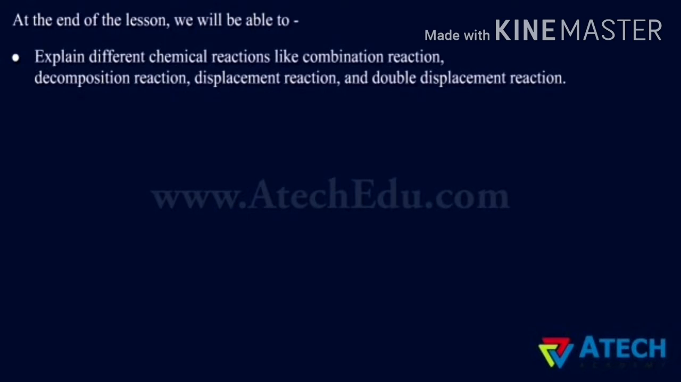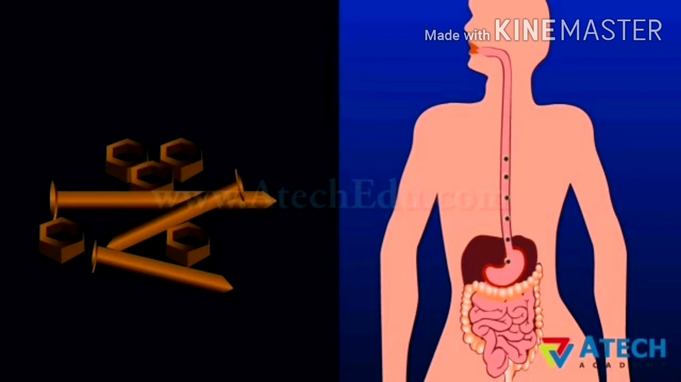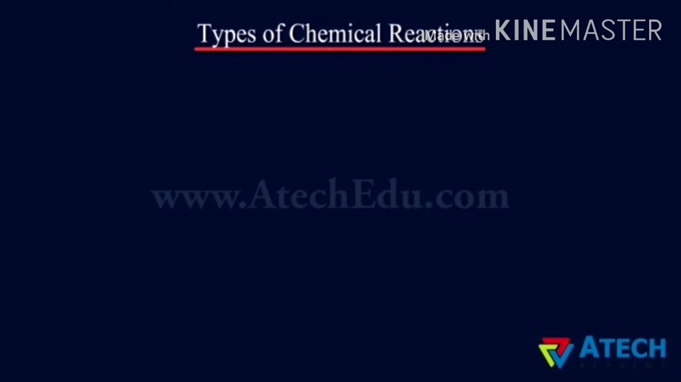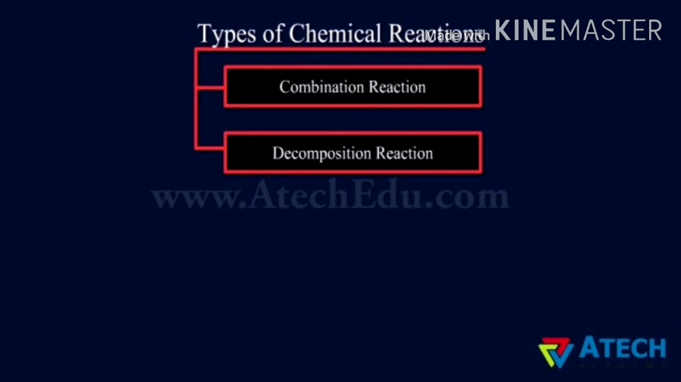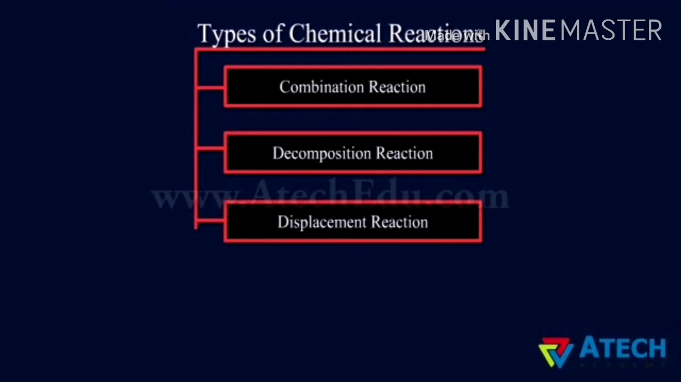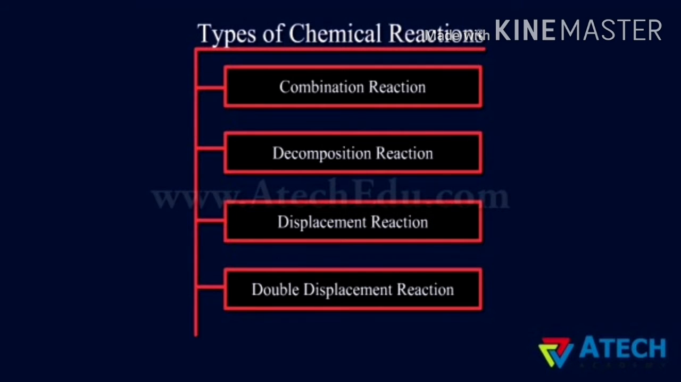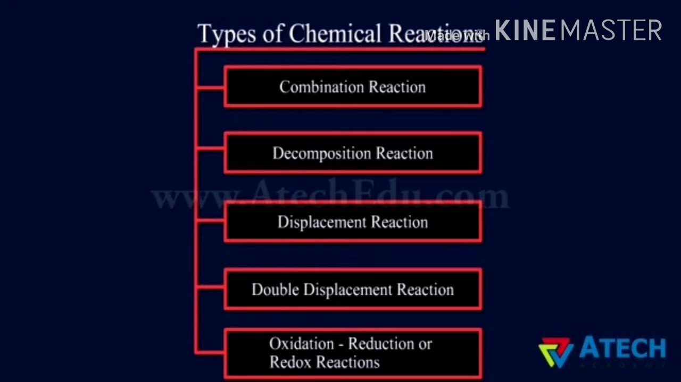Students, in our everyday life, we see many examples of chemical reactions like rusting of iron nails, which is an oxidation reaction that we will study later, and digestion of food, which is a decomposition reaction because food is broken down into simpler substances. So, many types of reactions take place in our day to day life. The different types of reactions are combination reaction, decomposition reaction, displacement reaction, and double displacement reaction. Redox reaction you will study later.